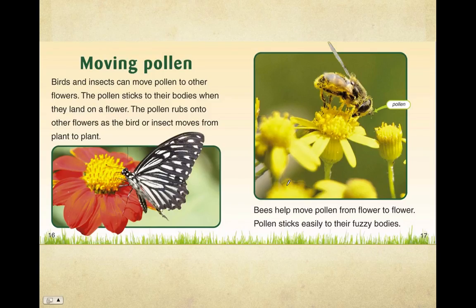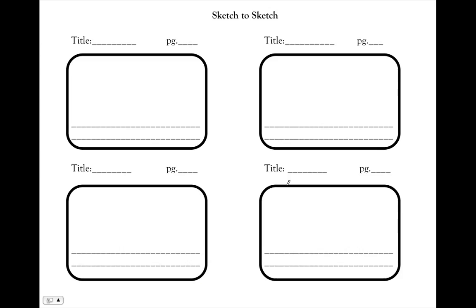To demonstrate the procedure in my lesson plan, I have shown 2 pages on the slide about moving pollen. The pages read, Moving pollen. Birds and insects can move pollen to other flowers. The pollen sticks to their bodies when they land on a flower. The pollen rubs onto other flowers as the bird or insect moves from plant to plant. Bees help move pollen from flower to flower. Pollen sticks easily to their fuzzy bodies.